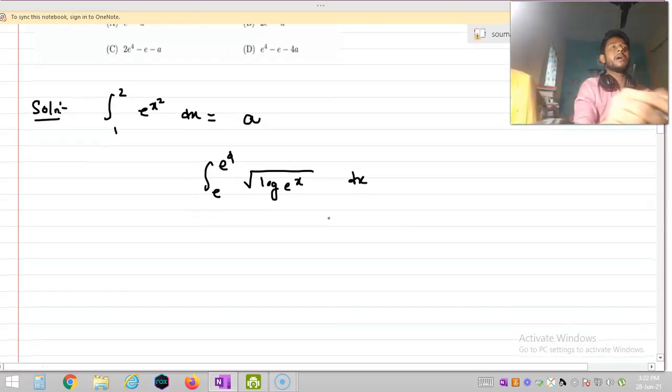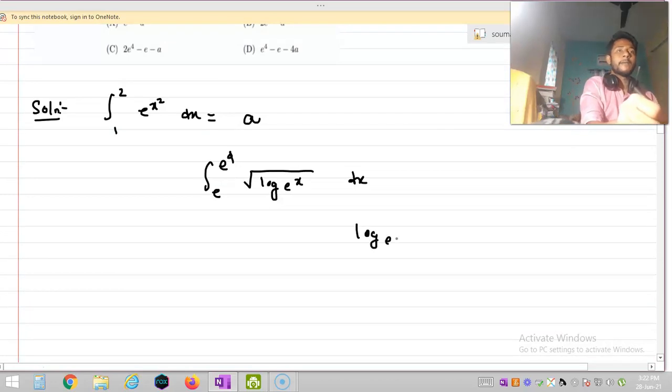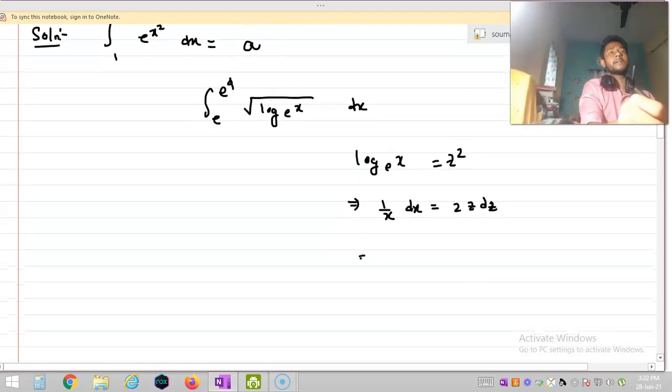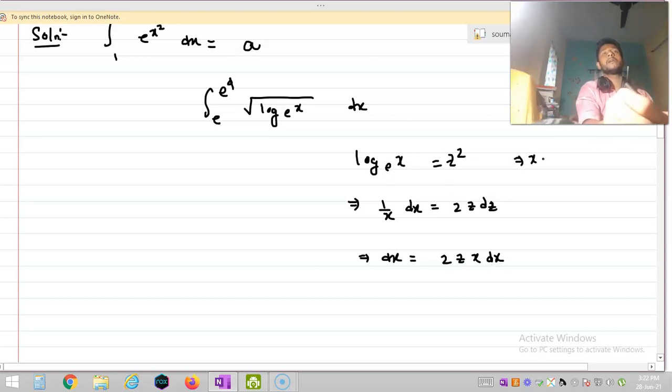First of all, I am putting log base e of x is equal to z square. Differentiating both sides, I will get 1 by x dx is equal to 2z dz. Then I can write dx is equal to 2zx dz. You can see that if log base e of x equals z square, then the value of x equals e to the power z square. So I am putting e to the power z square in place of x, so this is nothing but 2z e to the power z square dz.